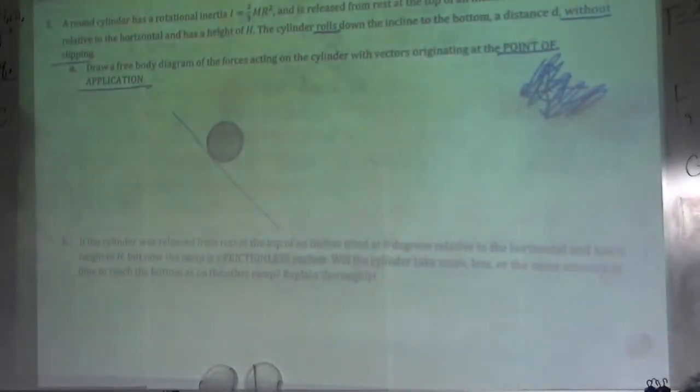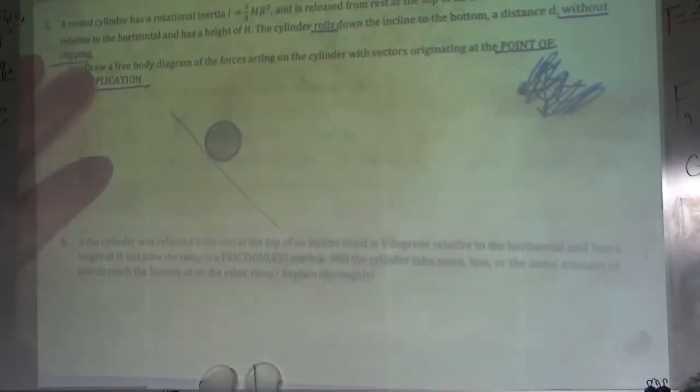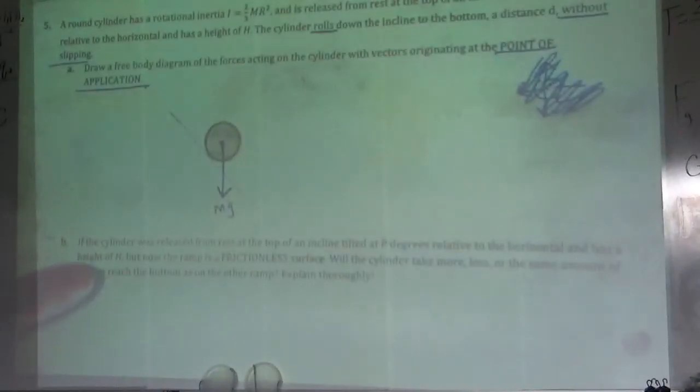So I'm going to just sketch in my ramp. Okay, cool. So we have 3 forces acting on it. Of course, we have gravity. Gravity is going to act at the center of mass, so that's going to come from the center, so that's easy. So I'm just going to call this mg. That's the force of gravity.